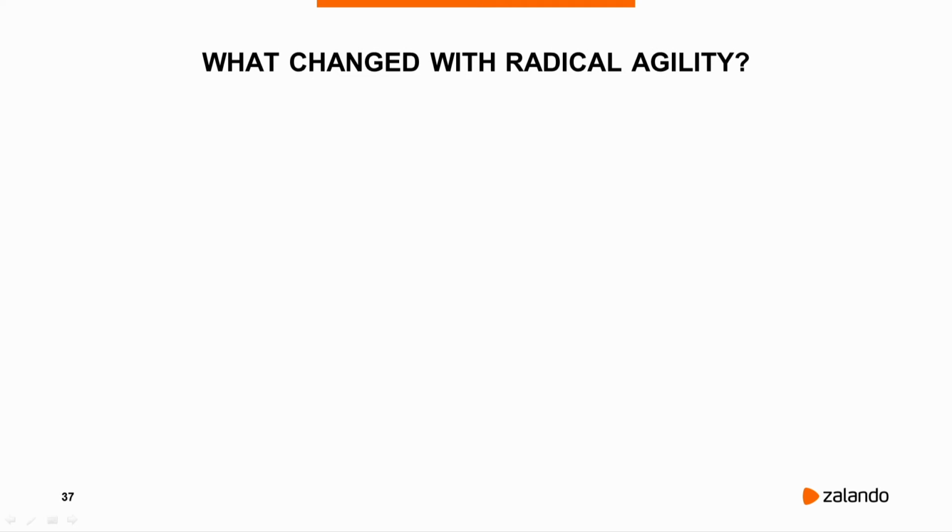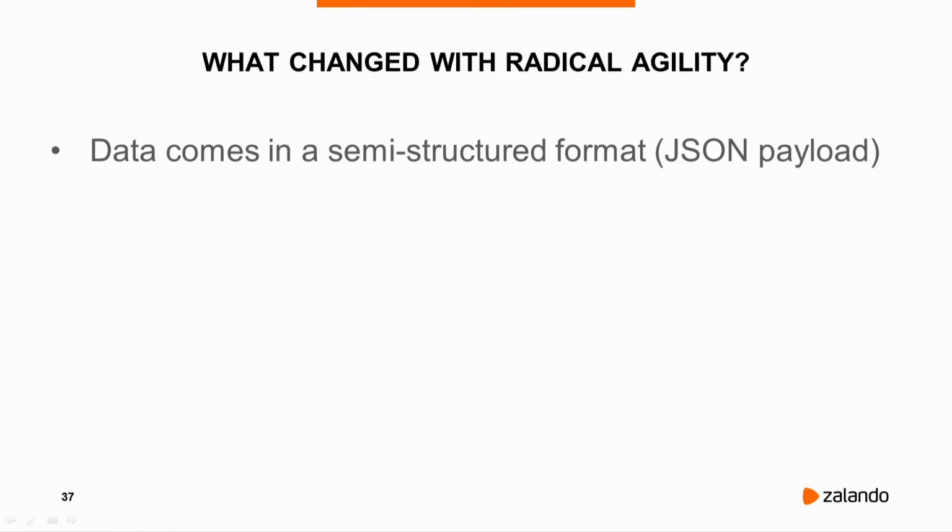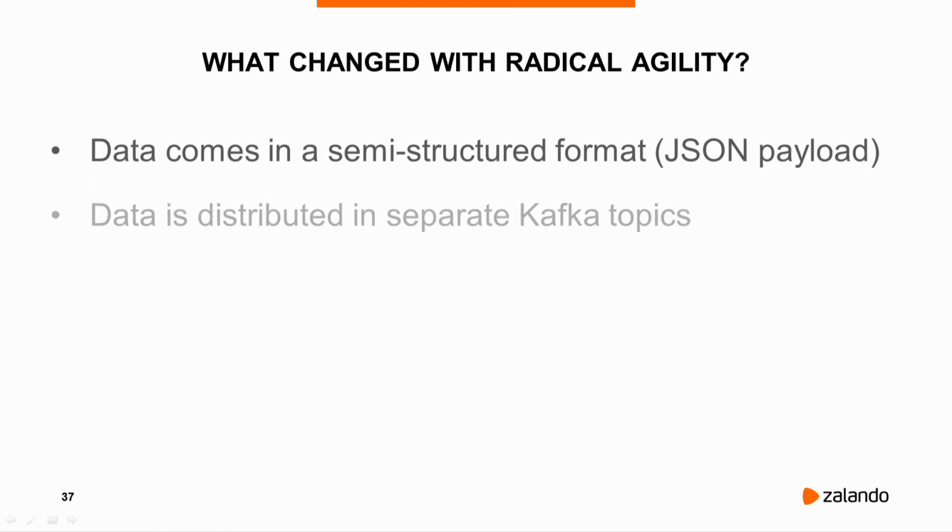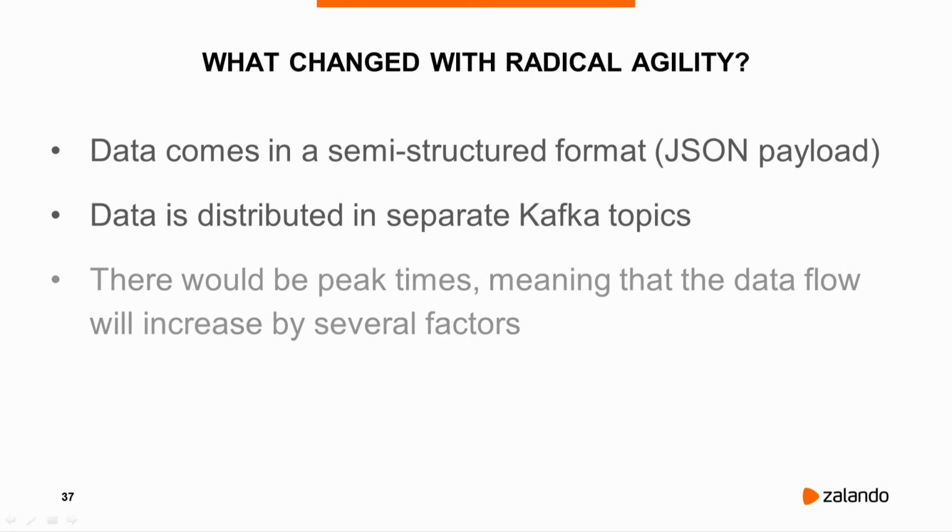Now with radical agility, we have data in a semi-structured format. We have data distributed in separate Kafka topics, and we'll also have increased throughput. So we'll have peak times, meaning that the data flow will increase by several factors.